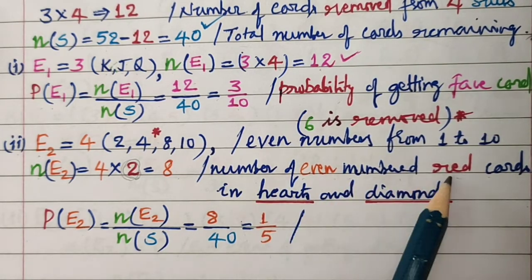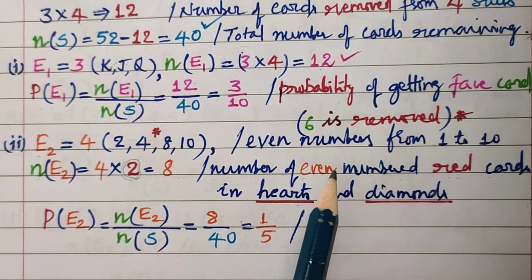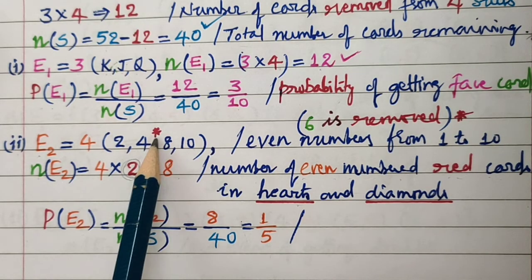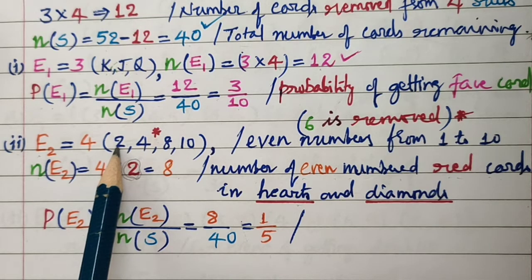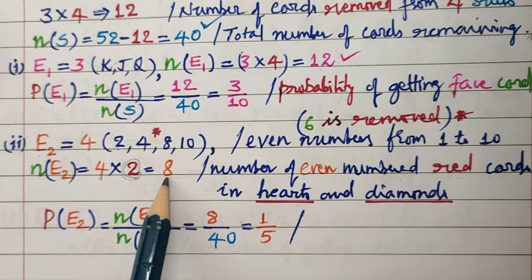The even numbered red cards are there in hearts and diamonds. In spades and clubs we have black cards. There are 4 even numbers left because 6 we removed in each suit. There are 4 suits, but we need only red. There are only 2 red suits. 4 into 2, that is 8.